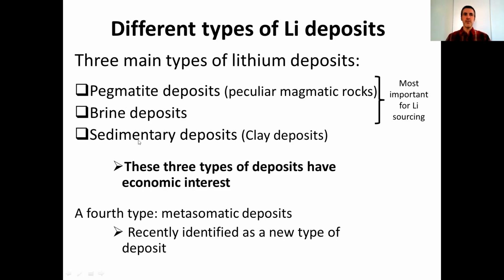There is a third type, sedimentary deposits. They are basically clay deposits. These 3 deposits have economic interest, but there is also a fourth type. They are metasomatic deposits. They have been recently identified as a new type of lithium deposit. We will talk about them also a bit later.